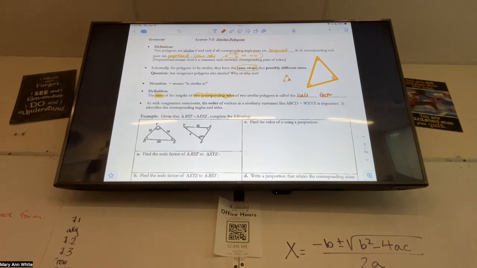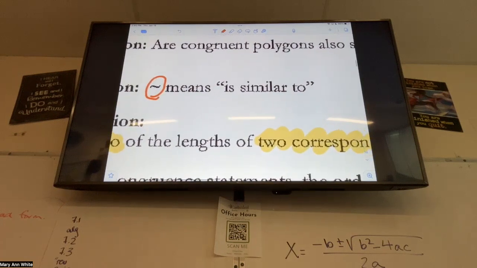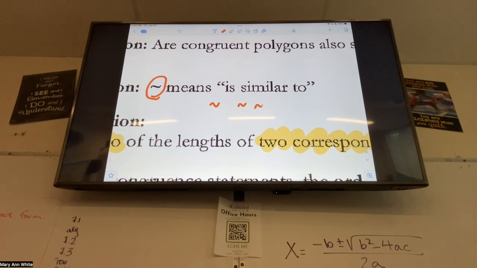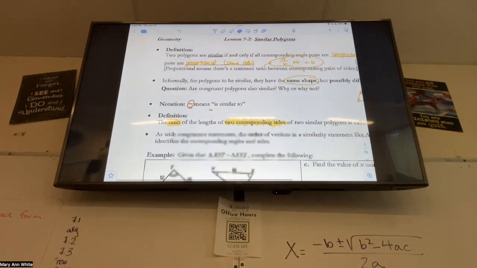One thing before I jump along, this little curly guy means similar to. It looks like if I took a congruent sign and I got rid of the equal underneath it. For my Spanish taking friends, it looks like the ñ in Spanish. It looks like not P, yep. Very good, that means similar to here. So that little squiggly means similar to.